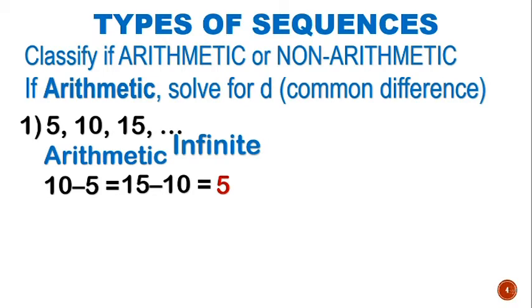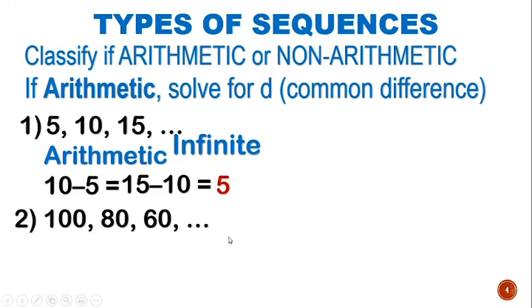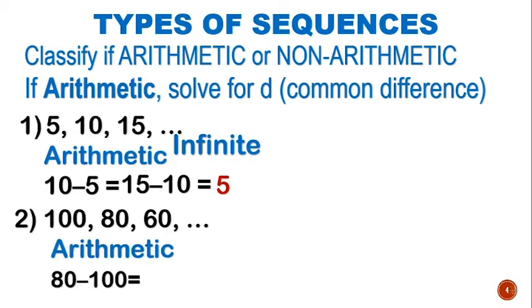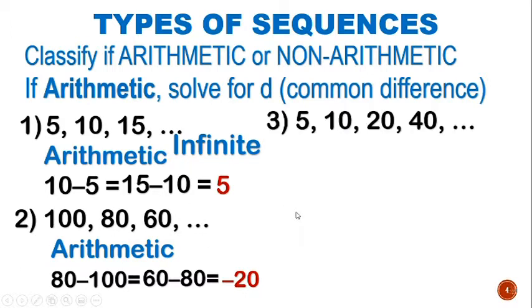Tuloy-tuloy lang siya. Okay. For the second example, you have 100, 80, and 60, dot, dot, dot. Tuloy-tuloy din. So, ibig sabihin, infinite din siya. Pero hindi. Ang gusto natin malaman, arithmetic ba siya o hindi? It's also arithmetic. How do you prove that? 80 minus 100, then 60 minus 80, and both of which will result to negative 20. Baka ang gawin nyo 100 minus 80 or 80 minus 60 ha, mali yun. Palaging second minus the first, third minus the second. Pabaliktad palagi yung pagmaminus.